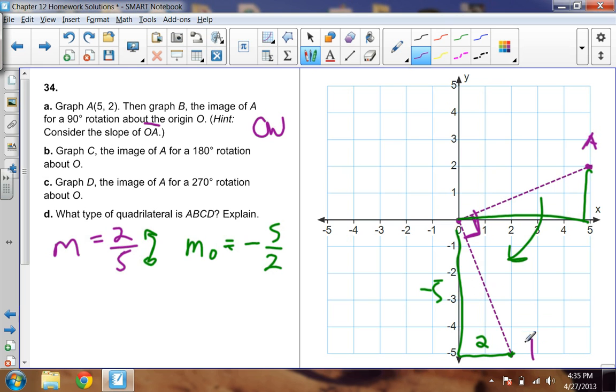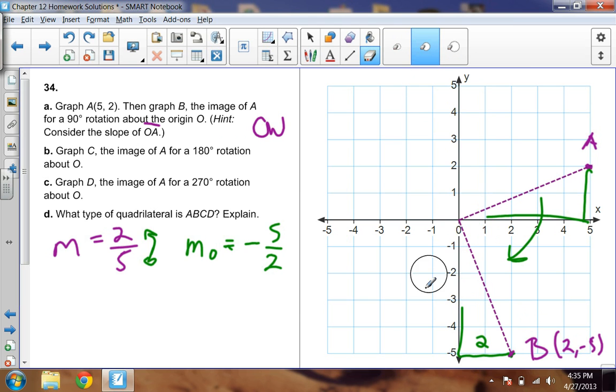So B, which I could also call A prime, ends up landing right here at the point 2, -5. I'm trying to see if that's the actual answer we needed. I don't know if we need the answer, but we needed to graph B. So B is at this point 2, -5. So let me erase all the extra work. Could probably erase the line as well. But I have A and B.